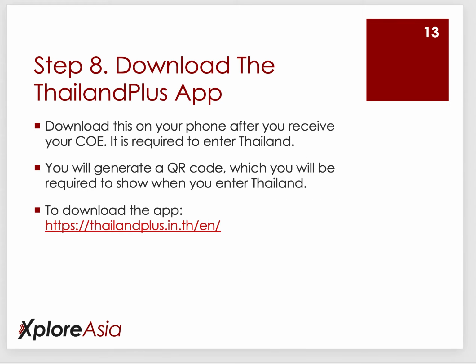Last thing before you fly, you have to download the Thailand Plus app. This is just an app to help the Thai government track who's coming into the country, that sort of thing. If you've come into contact with any people with COVID-19, it will also track that. So download it on your phone, fill out the information, and you will receive a QR code, which you will be required to show when you enter Thailand. So make sure that you have that on your phone ready to go. You can download the app here. You can also go in the App Store and just type in Thailand Plus app to download it.